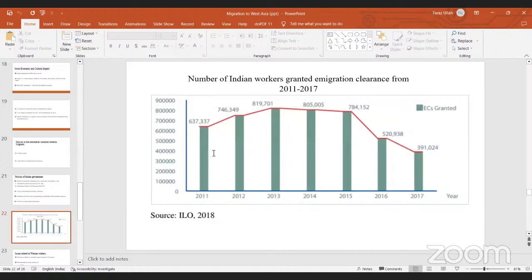So, the number of Indian workers granted immigration clearance from 2011 to 2017. The graph clearly represents that the Indian government has made granting immigration clearance difficult in order to curb the issue of migrant abuse and exploitation, with only 3,91,000 clearances granted in 2017 as compared to 8 lakhs in 2014.